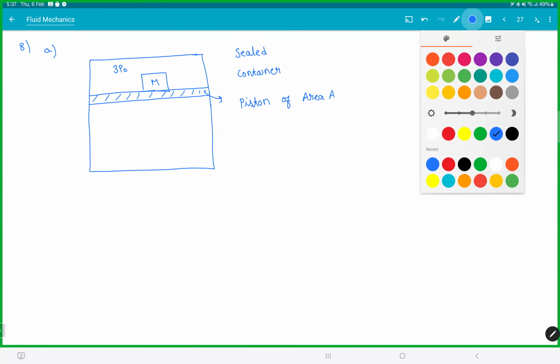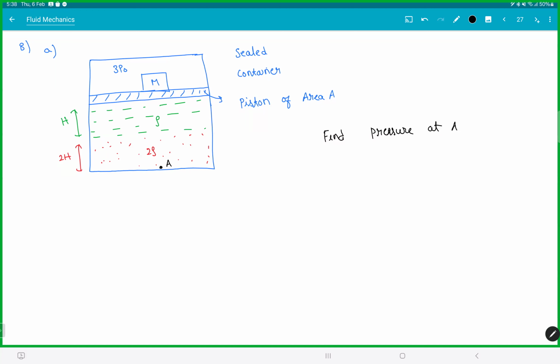Yeah, so I did mess up everything that is possible there. Instead of atmosphere, we have a sealed container with a pressurized gas at 3p naught. And we have a block placed on a piston which is pushing the liquid down. And there are two liquids of rho and 2 rho. Find the pressure at the bottom. Get this, it's an easy one.